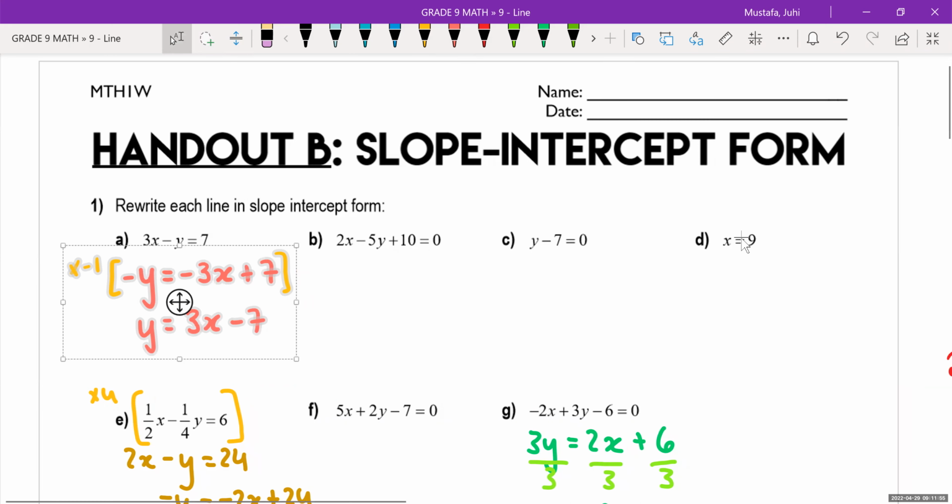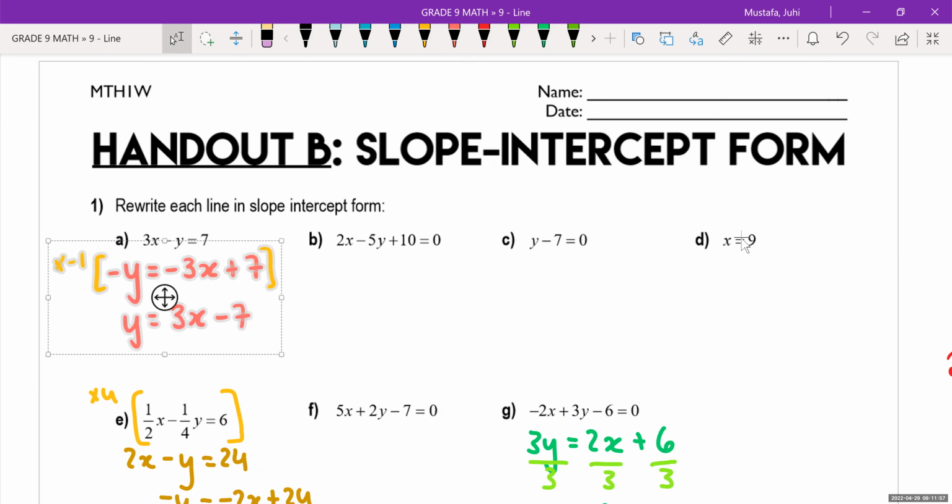Great. Okay, let's try question letter B. For question B, we have 2x minus 5y plus 10 is equal to 0. So again, you want the y to stay on the left-hand side. You want to move everything else over to the right-hand side. So I'm going to have negative 5y is equal to, and I know my equal signs aren't lining up. It's because I don't have enough room because I'm using this pen, but hopefully yours are lining up a little bit better. I move the 2x over, I get negative 2x. I move the positive 10 over, and I get negative 10.